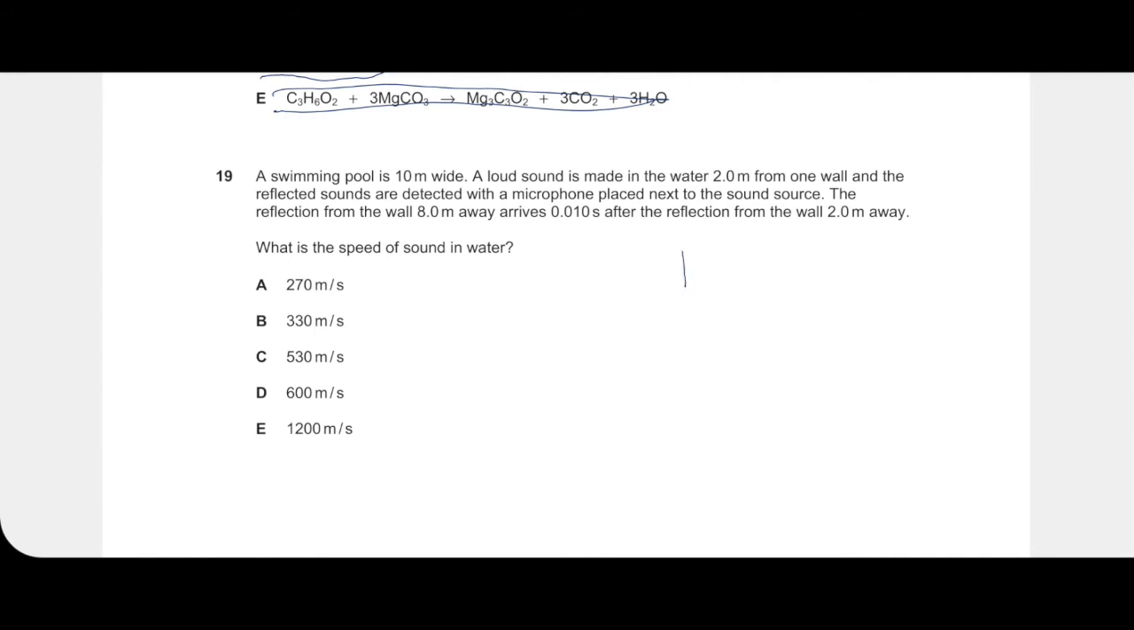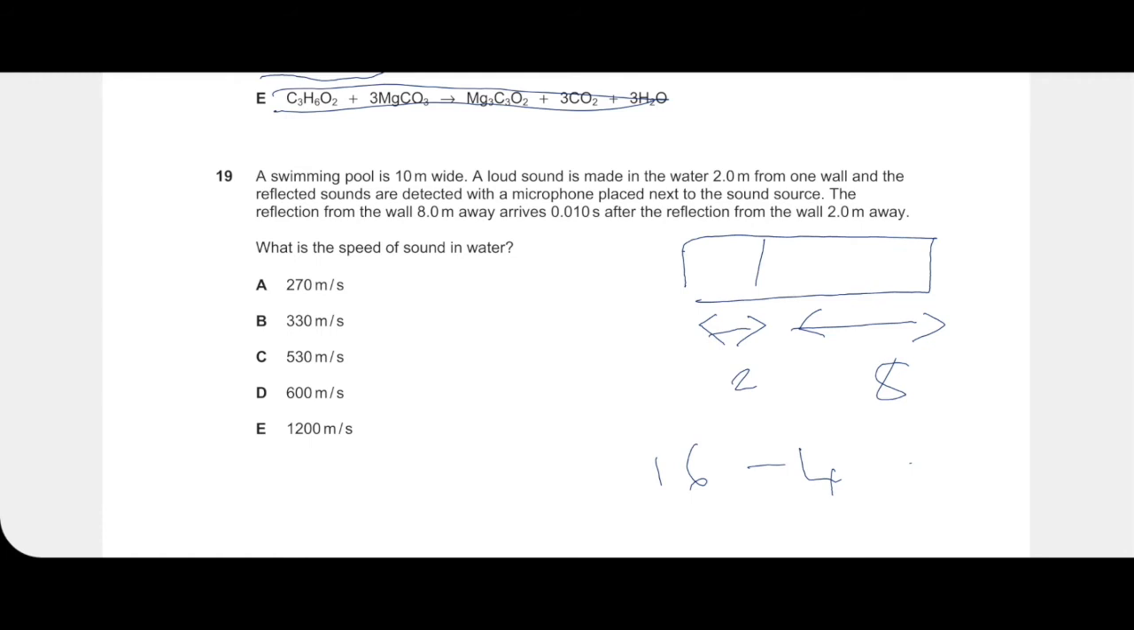So step number 1, draw a diagram. Here's my pool. Here's my speaker/detector. This is 8 meters. This is 2 meters. 2 lots of 8 is equal to 16. And 2 lots of 2 is equal to 4. And now I can move on to step 3, which is to work out the difference in distance. 16 minus 4 is equal to 12. And now I know the distance difference.